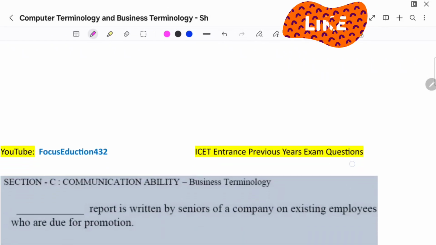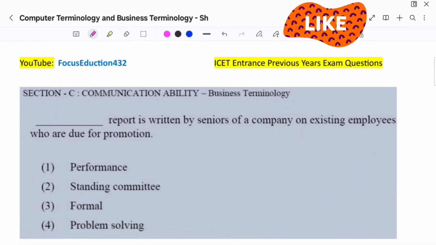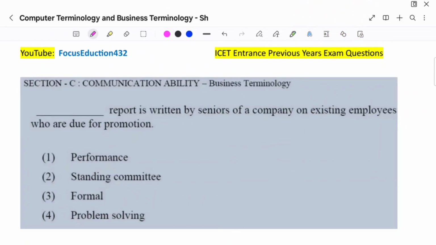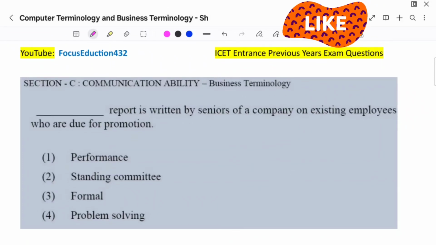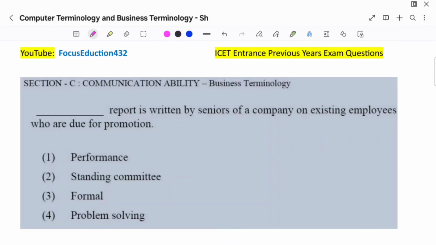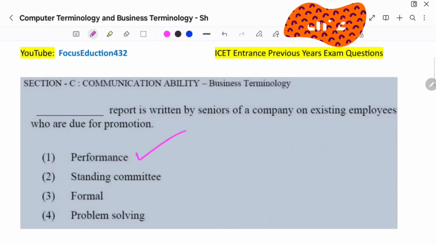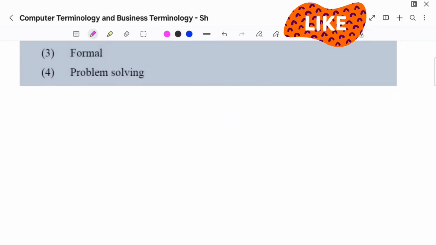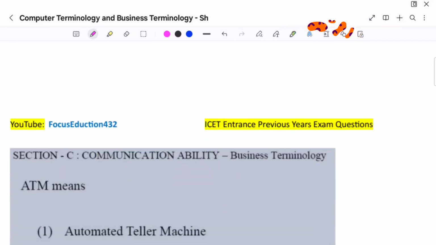Now, next question in business terminology. Dash report is written by seniors of a company, managers, on existing employees who are due for promotion. When you are working in a company, your line manager will prepare a performance report at the end of the year. Based on the performance report, or performance appraisal, you will get the promotion or not. So that is the performance report for promotions.